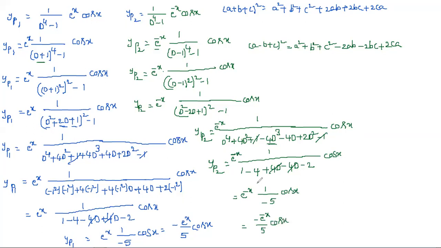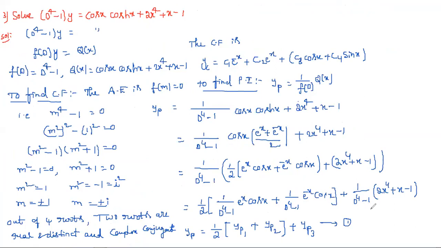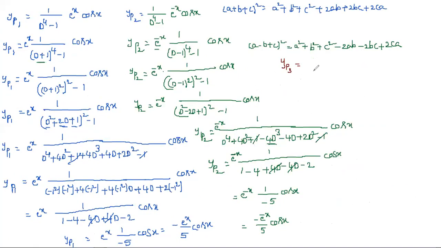This is yp2. Next, we are going to calculate yp3. So what about yp3? yp3 is this one, right? 1 by D power 4 minus 1 into 2x power 4 plus x minus 1. This is the one.